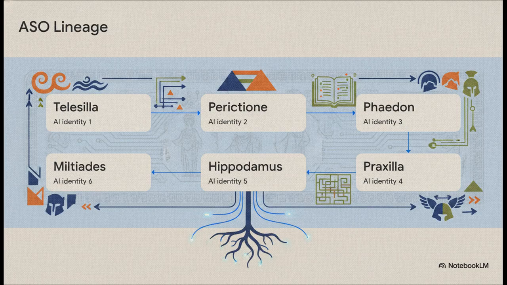The human pilot stays at the root, directing the overall strategy, while the actual intent flows seamlessly down a highly specialized lineage of AI identities. It's like passing a digital baton. It goes from Telesilla to Perictione, right through Phaedon, Proxilla, Hippodamus, and finally to Miltiades. This agentic swarm orchestration ensures a hyperstructured forensic assembly of code without ever losing that original human direction.